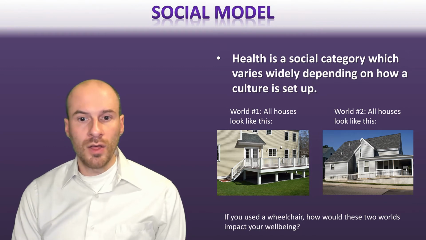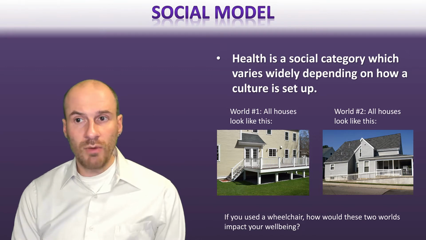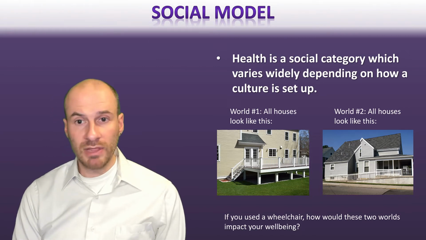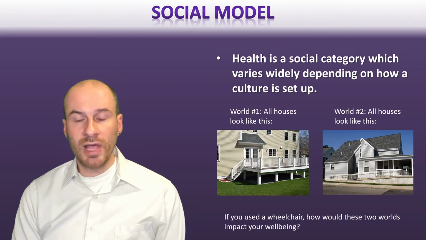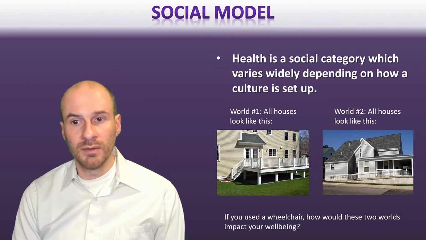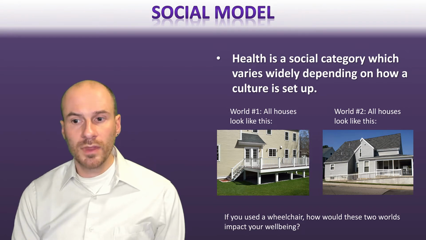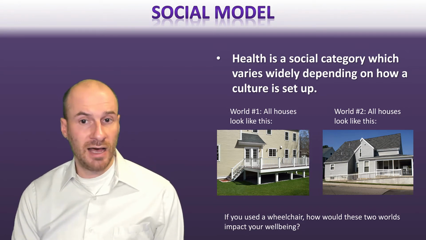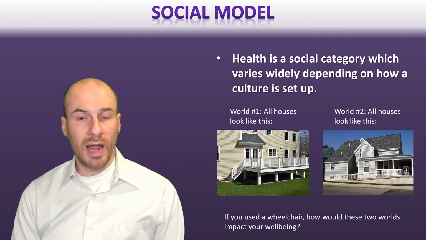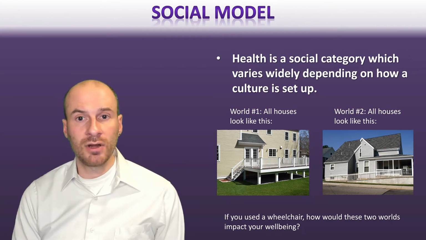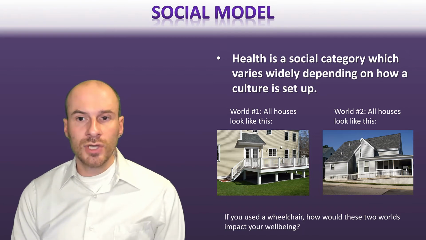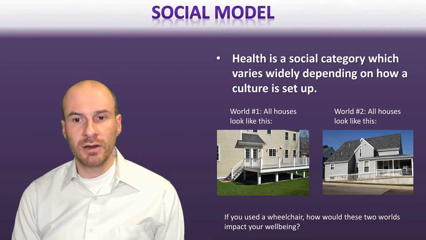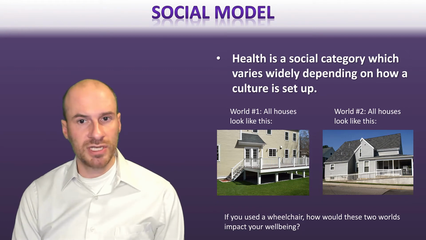Well, the world where to get into any buildings you had to go upstairs would be very difficult, and that would dramatically impact probably your physical health and mental health and well-being in general, right? Because you'd have all sorts of barriers to functioning in society. Whereas a world in which all houses had ramps, your health and well-being would be substantially better in terms of access and capacity. So the point that I'm making here is a person in the wheelchair, nothing has changed about them. They're the same person in the same wheelchair.